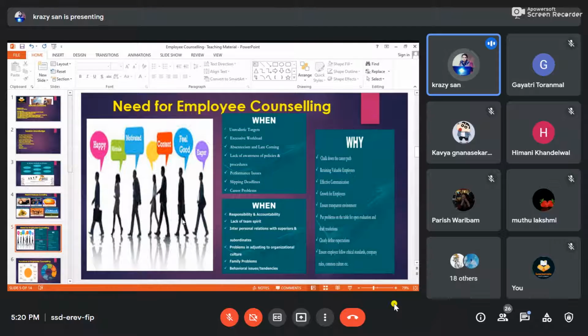So what happens? They even ignore responsibility. They do not take accountability for their work. And the team spirit is zero out there. Interpersonal relations with superiors and subordinates are completely disturbed. Like they know how to brush each other off in front of everyone. So that is also a factor that your human resource is in need of counseling. And even family problems. Sometimes family problems make them suffer, and they are not actually present in the work.